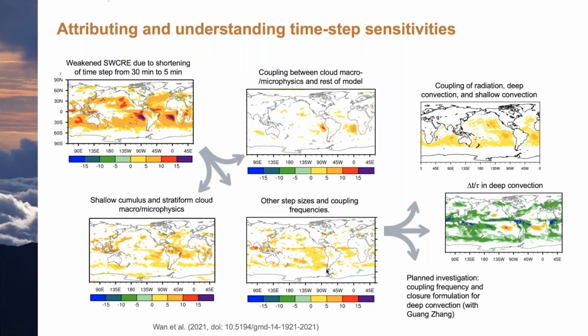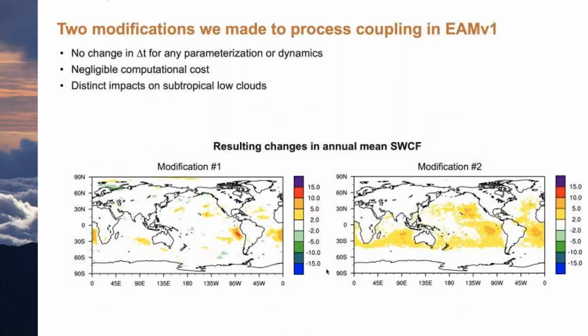Among the many aspects we have looked into, there are two things that have turned out to be particularly interesting. So basically, we made two modifications to the process coupling in EAMv1. There, we did not change the step size for any parameterization or the dynamical core. Therefore, the computational cost is negligible. But the interesting thing is that these two modifications turned out to have very distinct signatures in different cloud regimes.